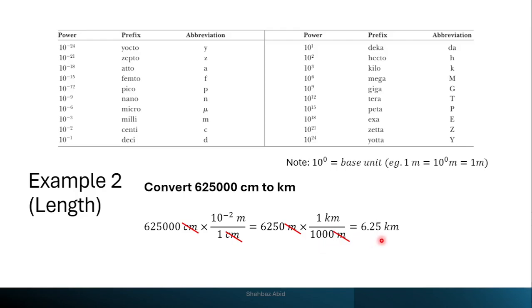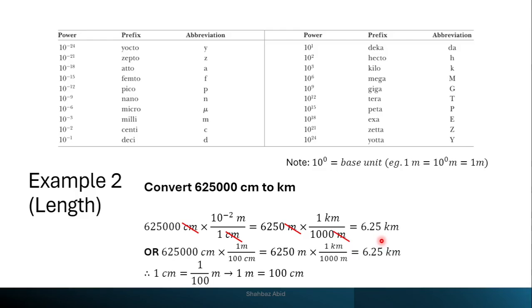We can solve this problem in another fashion. As I have mentioned, 1 centi of any base unit is equal to 10 raised to the power minus 2 of the base unit itself. 10 raised to the power minus 2 is actually 1 over 100. So 1 centimeter is equal to 1 over 100 meter. If I multiply both sides by 100, we will get 1 meter is actually equal to 100 centimeter.